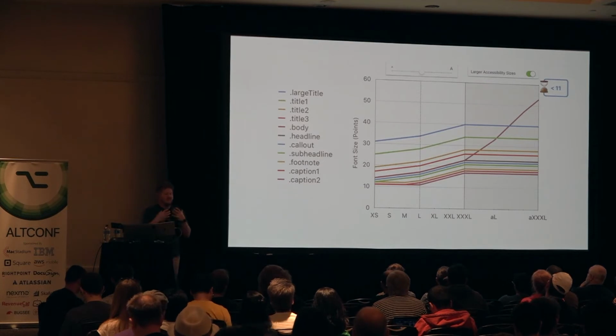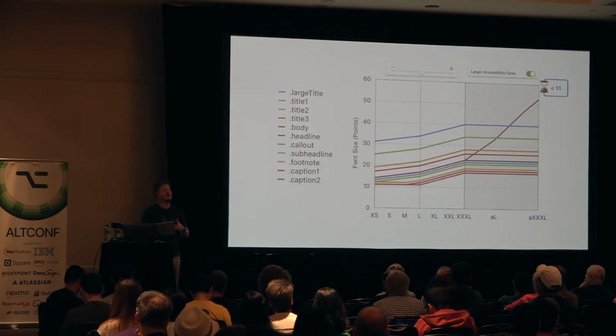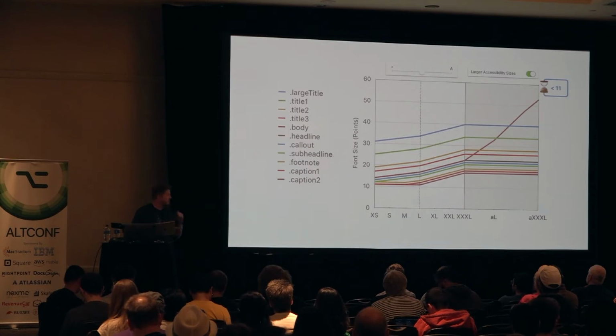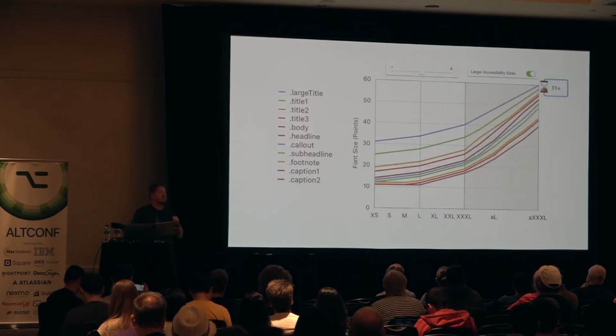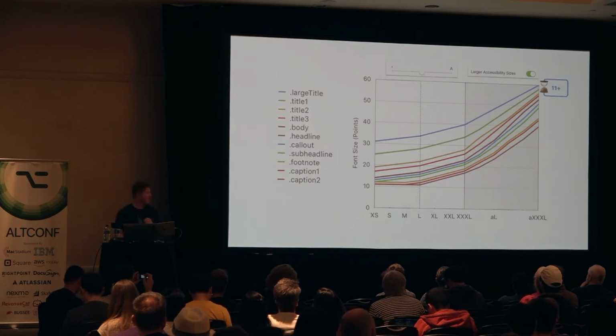But the body was intended to be for longer form reading so that a user with really low vision could get that core content of your app and be able to see it. As of 11, though, they changed it, and everything scales, which definitely threw a lot of people off that were supporting it.